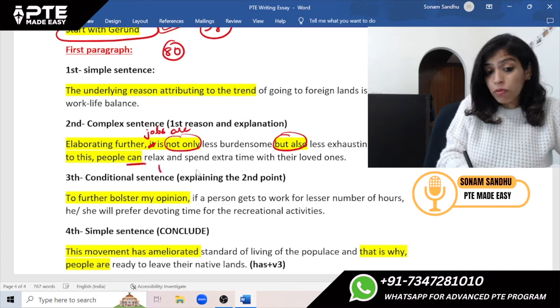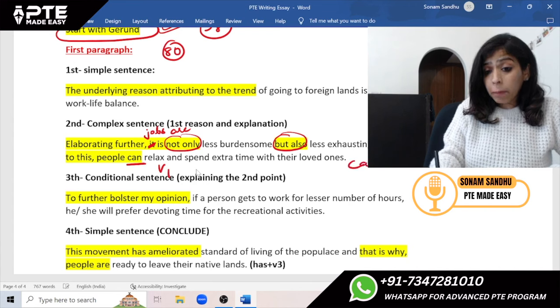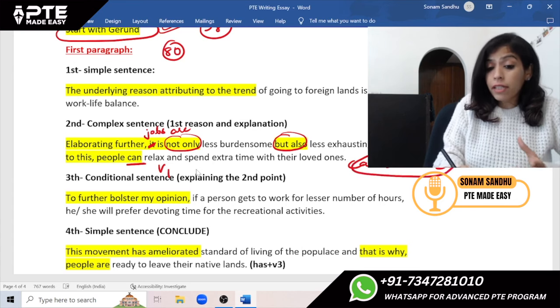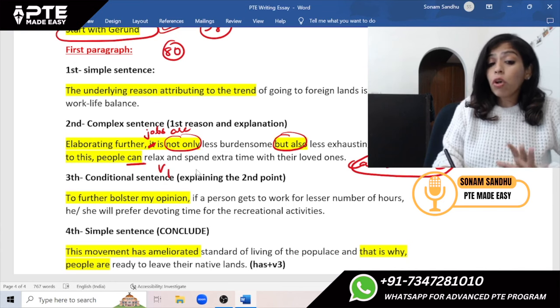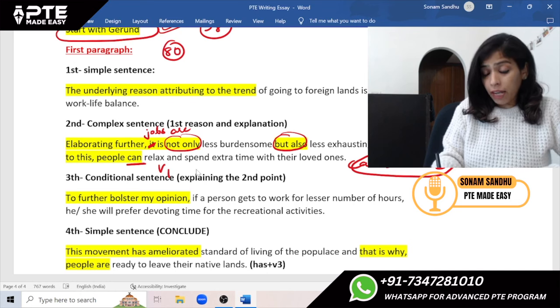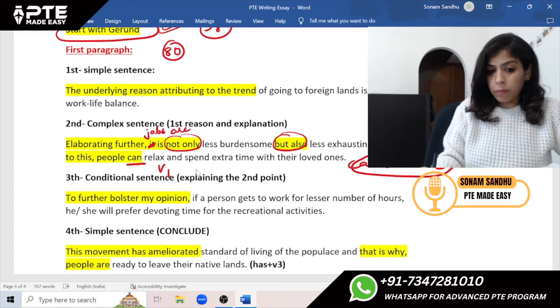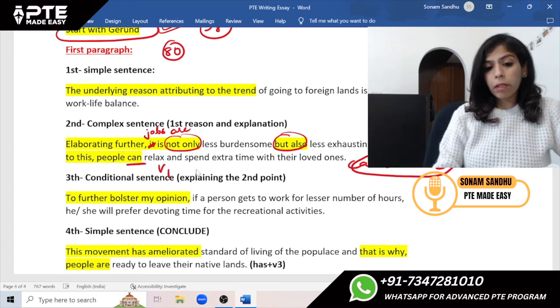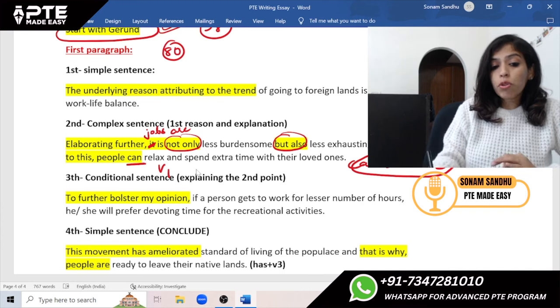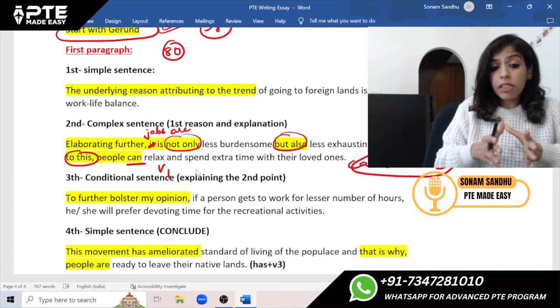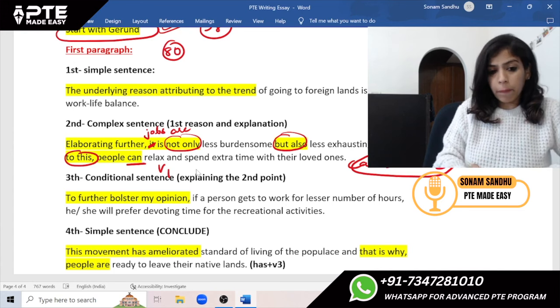With "can", we always use the first form of the verb, and with "can be", we always use the third form of the verb. These are the simple rules you should take care of. These are modals. With modals, can, could, may, might, will, shall, we always use the first form of the verb. But if we have can be, may be, might be, we'll use the third form. So here we have used the not only but also structure, and we have also used owing to this. So one complex sentence, with the help of this, you can easily explain one full idea.